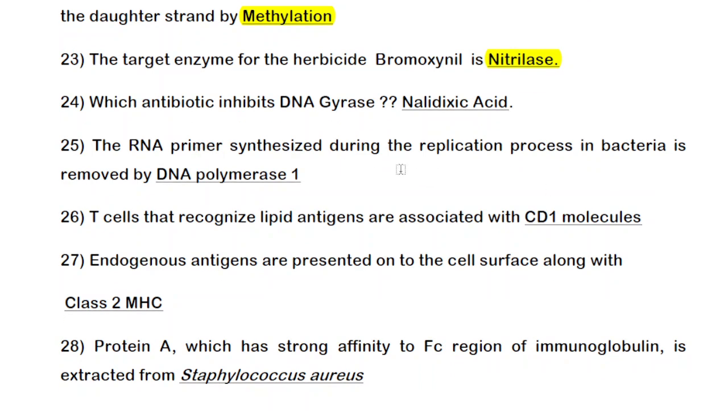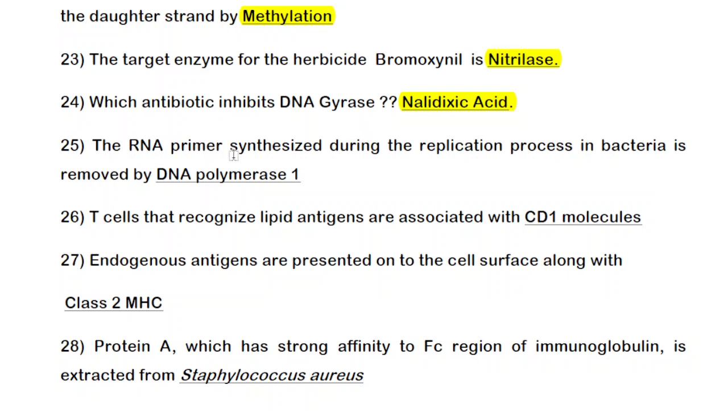Next, 24th question, which antibiotic inhibits DNA gyrase, or which antibiotic inhibits bacterial topoisomerase? It is nalidixic acid, which comes under the category of quinolones. It is a type of fluoroquinolone and it inhibits your DNA gyrase, or in other words it inhibits topoisomerase 2 and topoisomerase 4.